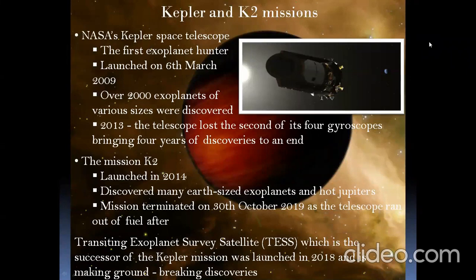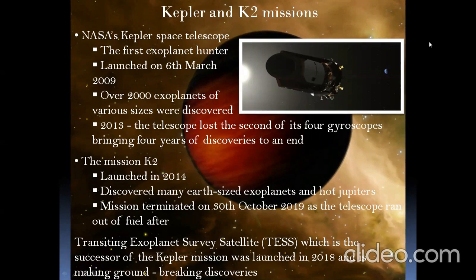NASA's Kepler Space Telescope was the first exoplanet hunter launched by NASA. It was launched from Cape Canaveral on 6 March 2009. It discovered over 2,000 exoplanets of various sizes. In 2013, the telescope lost the second of its 4 gyroscopes, bringing 4 years of discoveries to an end.